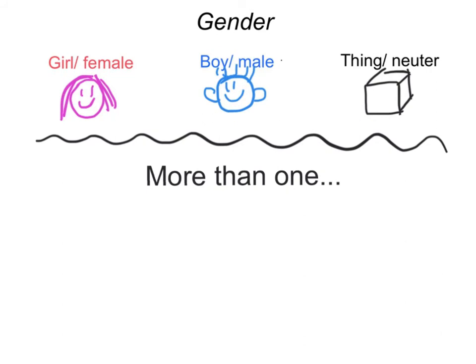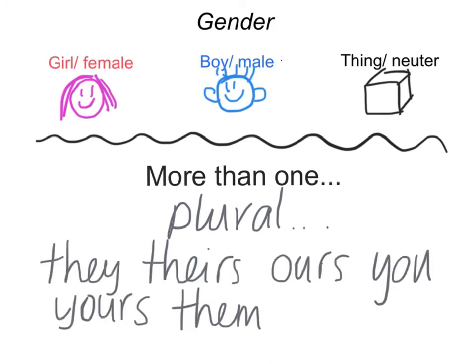Now, if you are talking about something, whether it's a girl, a boy, or a thing, whether it's female, male, or neuter, then if it's more than one, it's called the plural. And some of the examples of this are they, theirs, ours, you, yours, them. This "you" is not talking to one person, you, it's talking to the whole class, you. So you can be singular or plural.